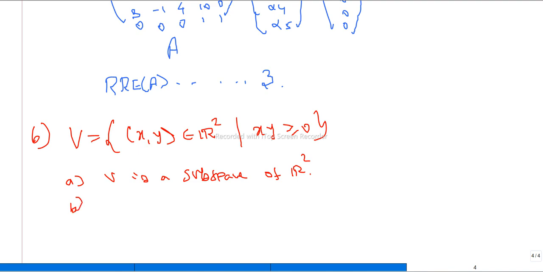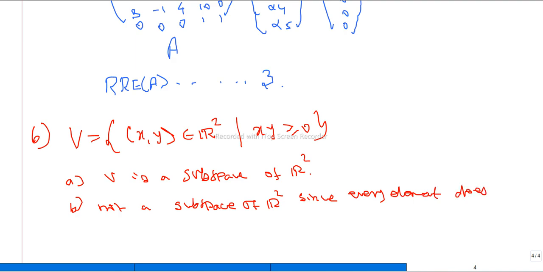The second option is not a vector space, not a vector subspace of R2, since every element does not have an inverse. They say the reason is that since every element does not have an inverse, that's why it is not a subspace, it does not have an inverse in V.